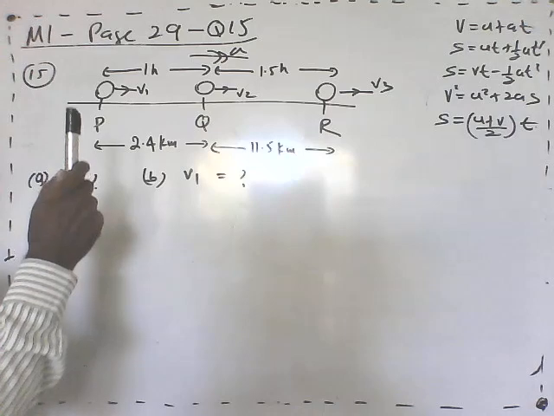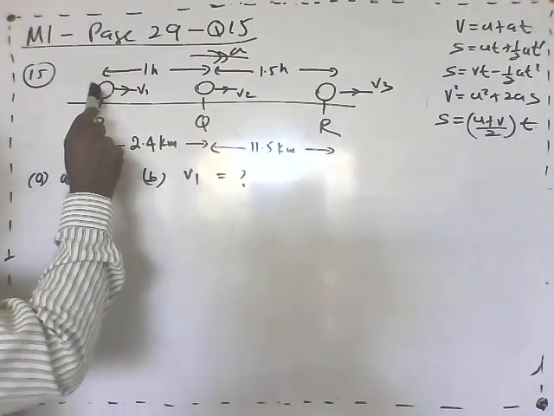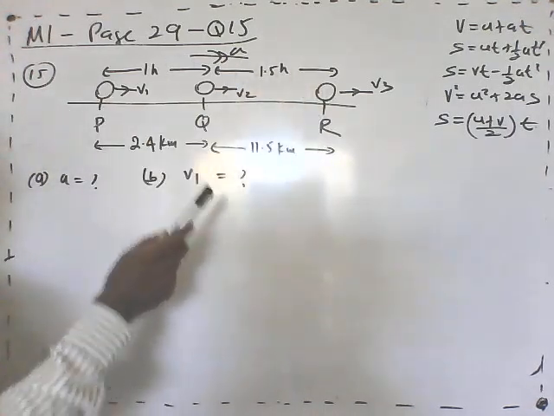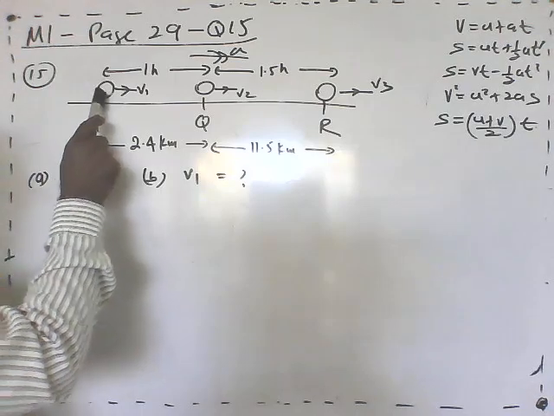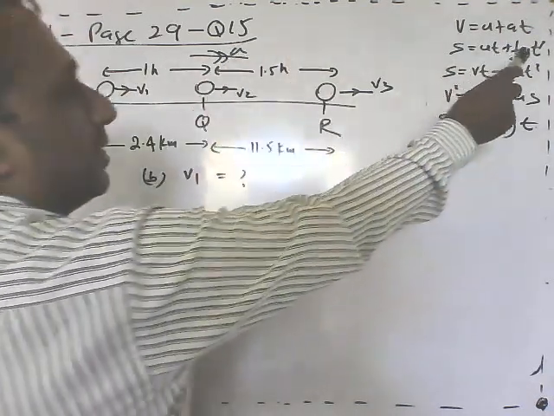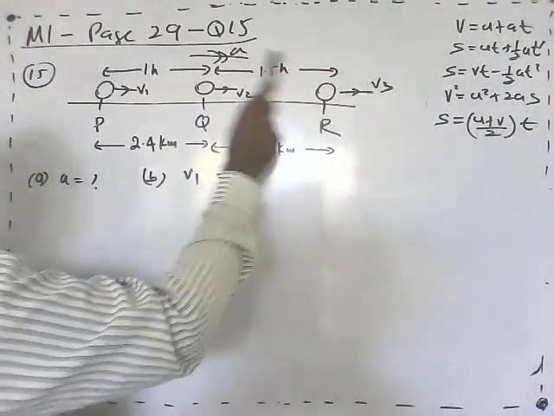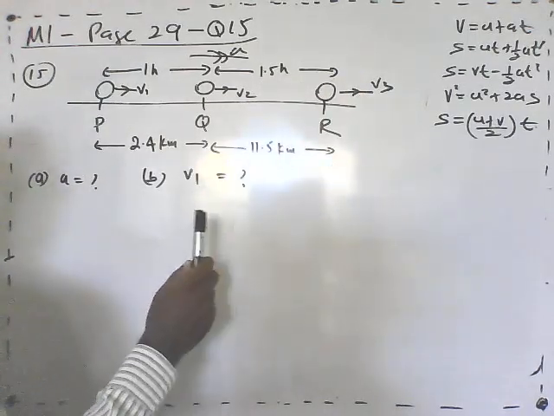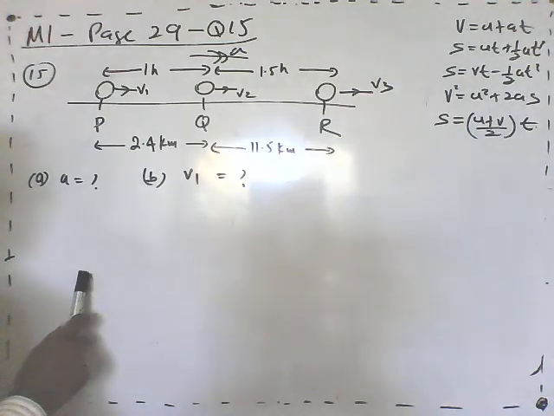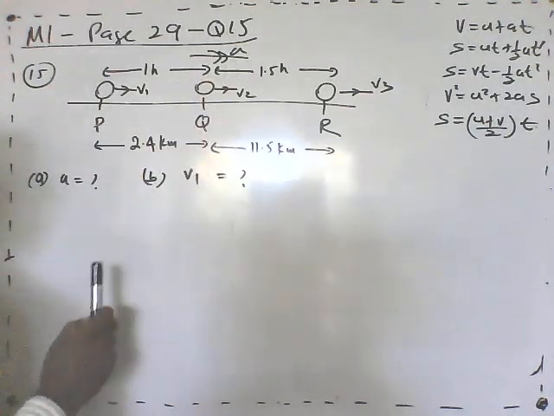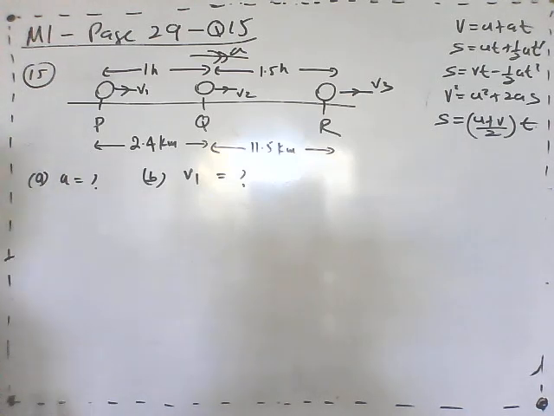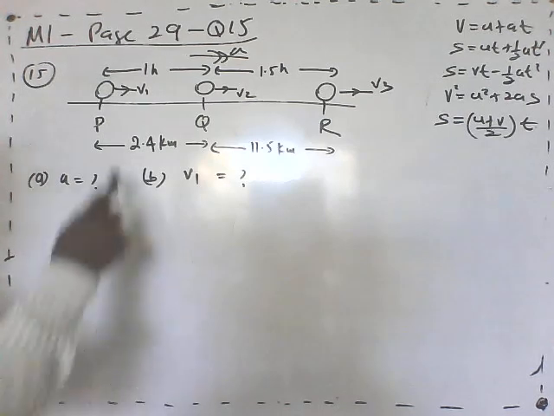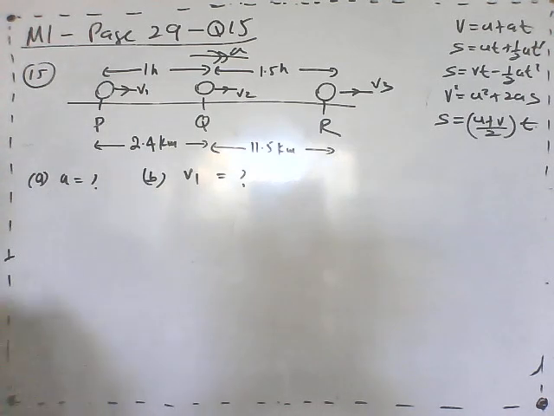And also again if we apply S equal ut plus half at square from P to R, again initial will be V1 and the only unknown is the acceleration. Time we can find as the total time, and also the total distance. Then we get two equations with V1 and A unknown. So we can solve those simultaneous equations and find the acceleration and the initial velocity V1. So we will do that.